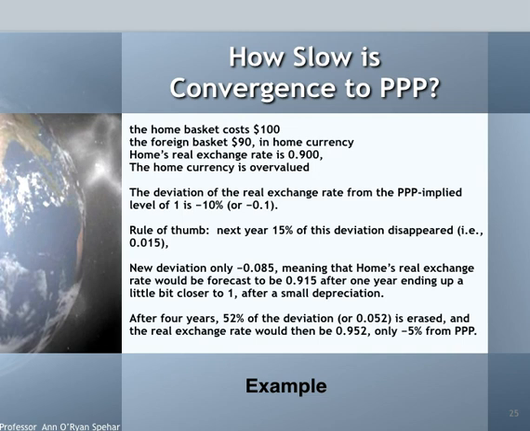Here's a real live example. I'm just going to put this up on the board for you to take a look at, because it gives you an example of how to calculate one of the homework assignments. In this case, we have a home basket of $100, a foreign basket of $90 in home currency, and home's real exchange rate at 0.9. So the home currency is overvalued in this case. So what is the convergence that should take place according to relative purchasing power parity? I'll let you do this as a homework assignment.